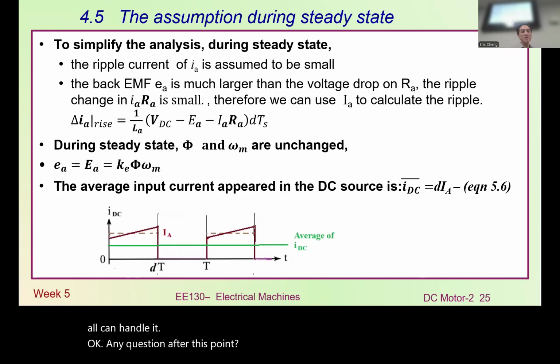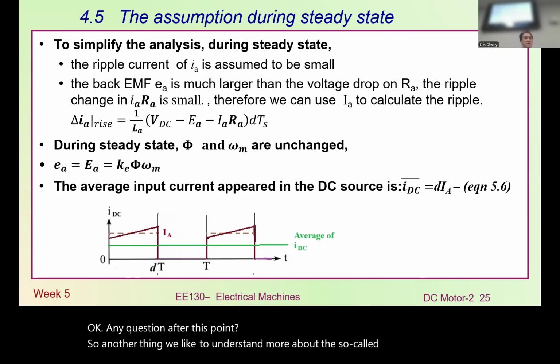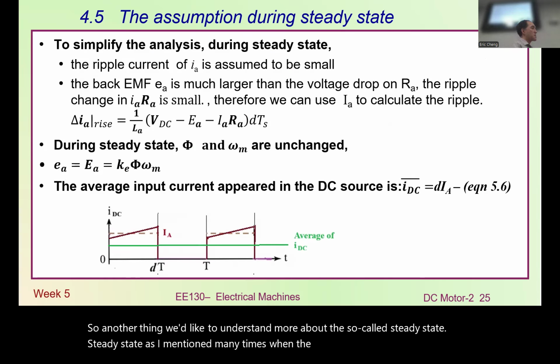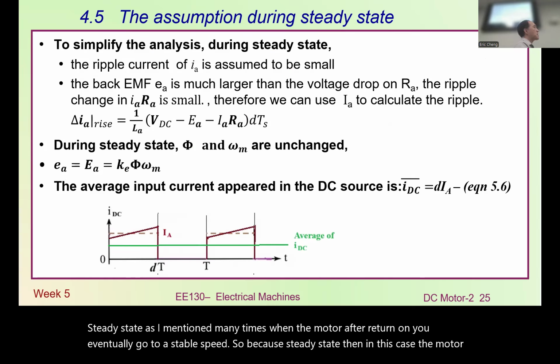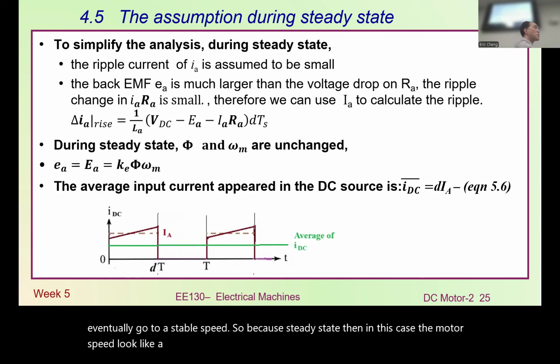So another thing we'd like to understand more about is the so-called steady state. Steady state, as I mentioned many times, is when the motor, after we turn it on, eventually goes to a stable speed. So we call it steady state. In this case, the motor speed looks constant, the current looks constant and doesn't change. So we call it steady state.